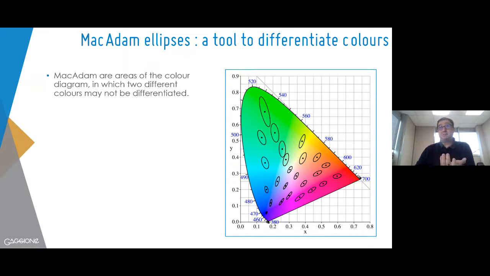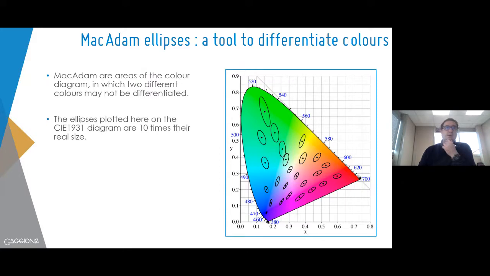So the MacAdam ellipse is the space within the color space where we are not capable of distinguishing any color shift. Here, the ellipses are plotted on what is called the CIE 1931 color space diagram. They are represented right now, for visibility improvements, with a 10 times ratio, so they are way smaller than that in the real diagram.